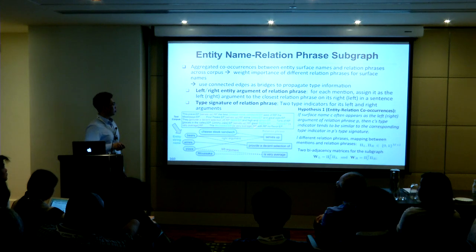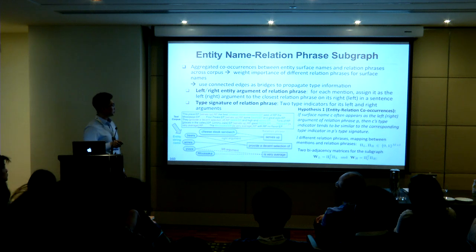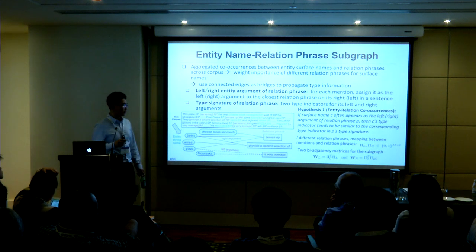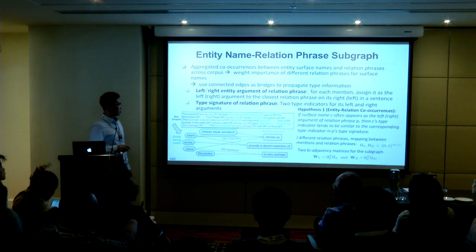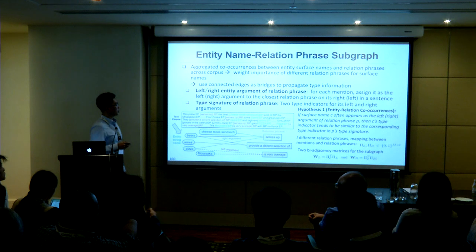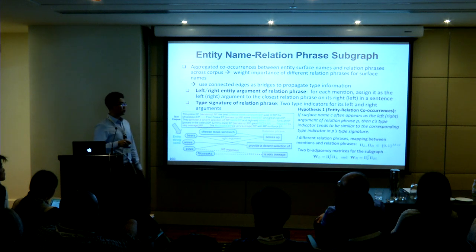So how should we build up the relations between entity names and relation phrases? Let's first look at this example here. For each relation phrase, we actually have two arguments. It has the left argument, which is the entity mentions occurring on the left side of this relation phrase, and it has the right argument, which is the mentions occurring on the right side, and they are actually pretty different.